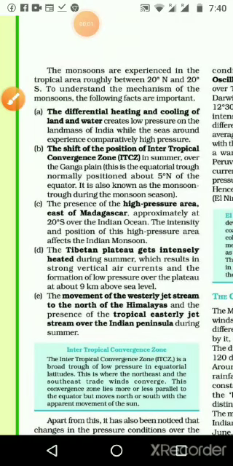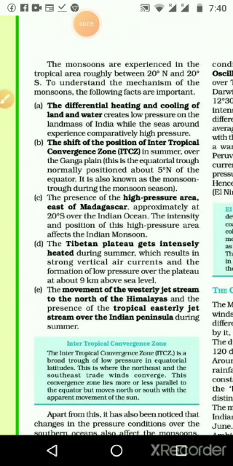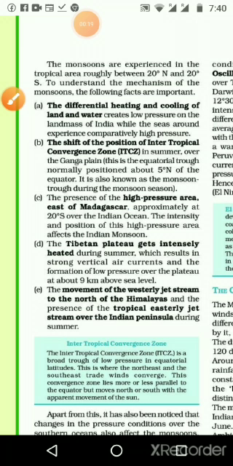Dear students, in this video we are moving to the next part, that is, the monsoons are experienced in the tropical area roughly between 20 degrees north and 20 degrees south. So where we are experiencing the monsoon, that is in the tropical area, roughly from 20 degrees north to 20 degrees south. To understand the mechanism of the monsoon, the following facts are important.